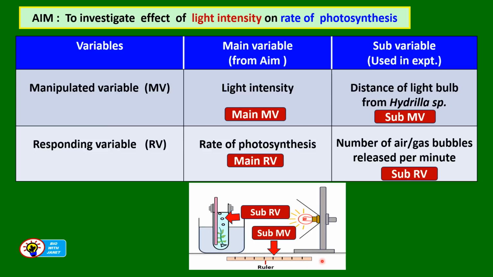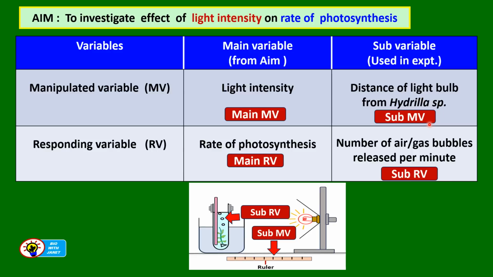It can be 10 cm, 20 cm, 30 cm, and so forth. Now, the nearer you move the light bulb to the Hydrilla species plant, the higher the light intensity, correct? So the distance of the light bulb from the Hydrilla species can be used to change the light intensity as the manipulated variable. So we call this the sub-MV, the distance of the light bulb from the Hydrilla species plant, because we use it in the experiment.